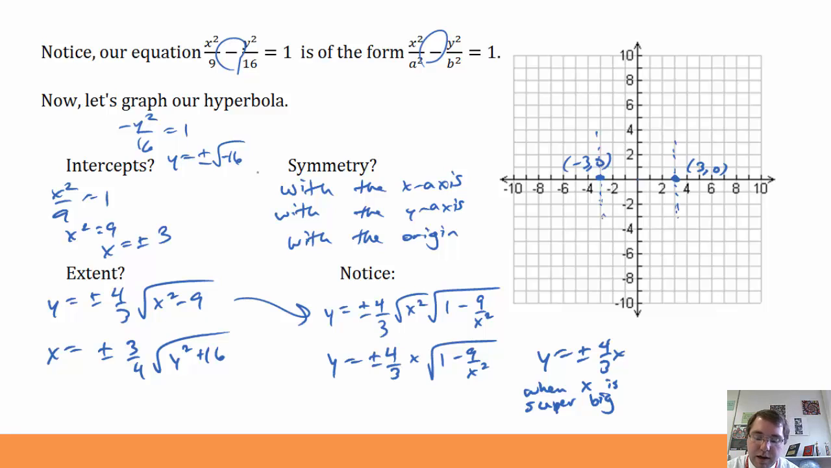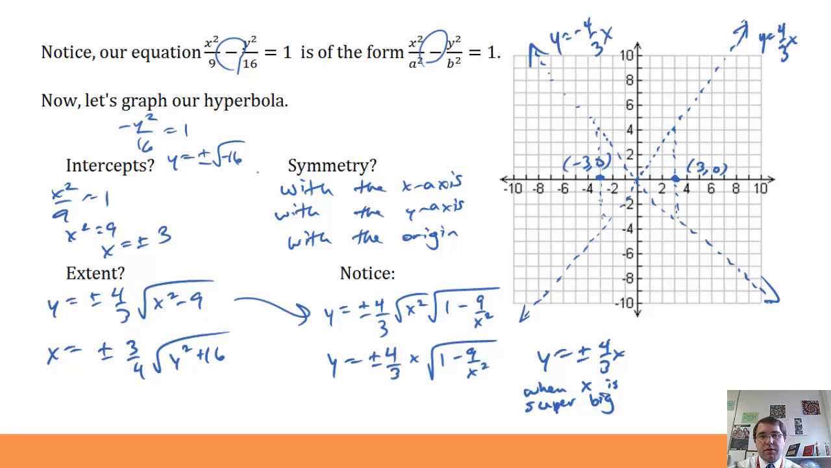So if I were to graph those lines like this, and I'll graph them as dotted lines because they're not actually part of my hyperbola. So that's y equals 4/3 x. It's a slope of 4/3 going through the y-intercept of 0. Same thing over here. That is y equals negative 4/3 x.